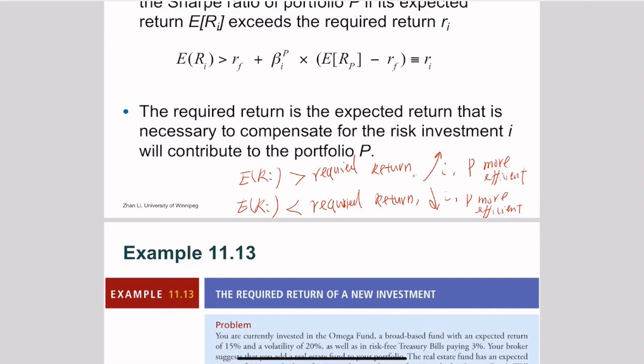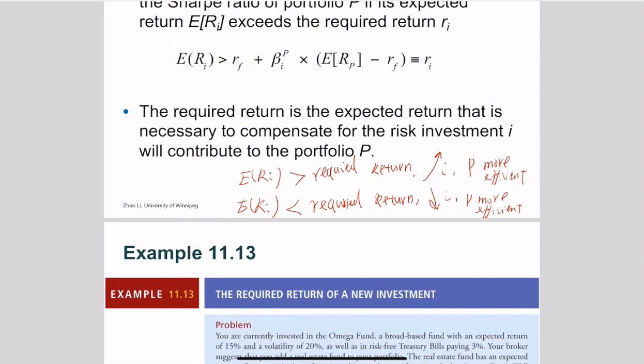The simple intuition is somewhat obvious. Well, because you're comparing expected return versus required return, right? So basically it means that if expected return is larger than required return, it's as if this is a good investment, right? It's a worthy investment. So you would want to invest more. And this would make your portfolio P better, right?